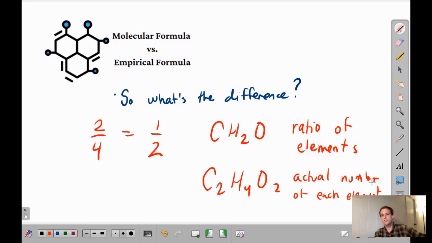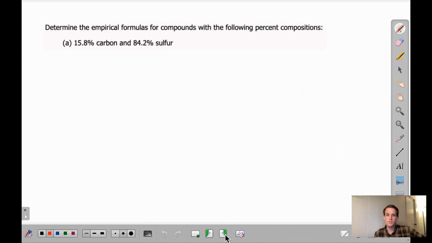Okay, so now that we know the difference between an empirical and a molecular formula, let's move on to the whole point of this video, which is the step-by-step guide of how to calculate one in a common problem. All right, so here's a little bit more information. To determine the empirical formulas for compounds with the following percent compositions. I didn't put them all here, but let's just look at one. This compound says it's 15.8% carbon and 84.2% sulfur.